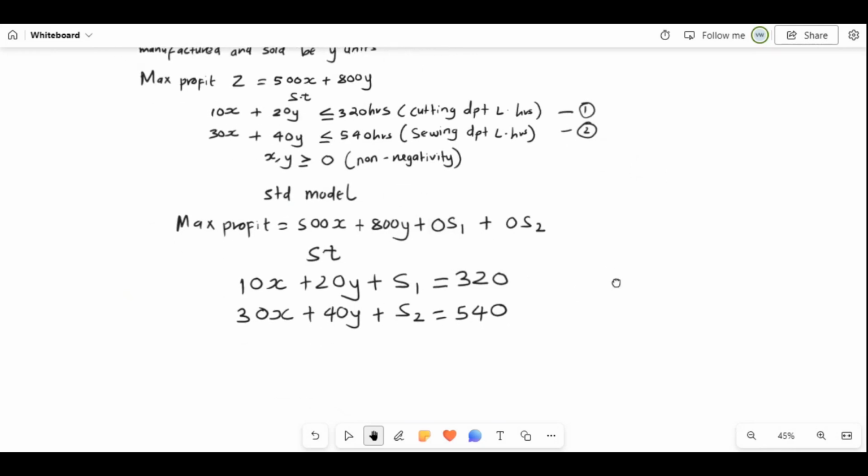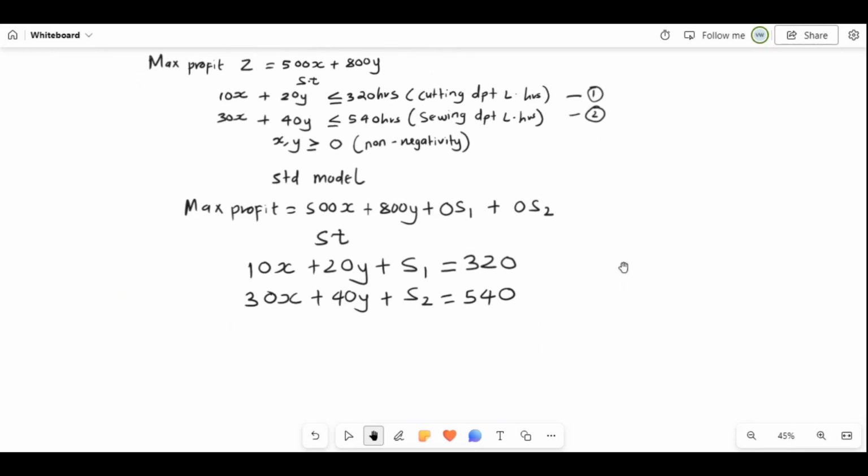So now that I have the slack variables introduced, I can also still show the non-negativity and say that x, y, s1, s2 should be greater than or equal to 0. So this is how you develop the standard model.